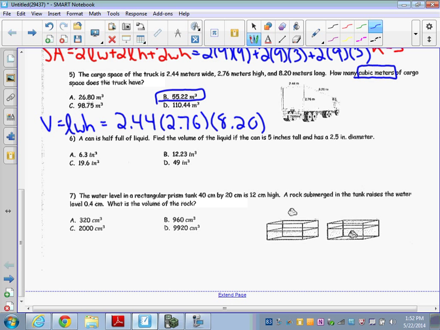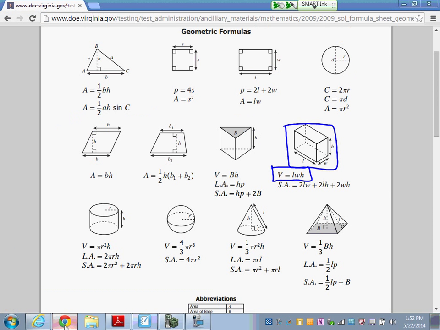So question 6 was one on here that I didn't get the exact answer. I got something very similar. It says a can is half full of liquid. So you have to think about what shape a can is. So in my world, a can is a cylinder.